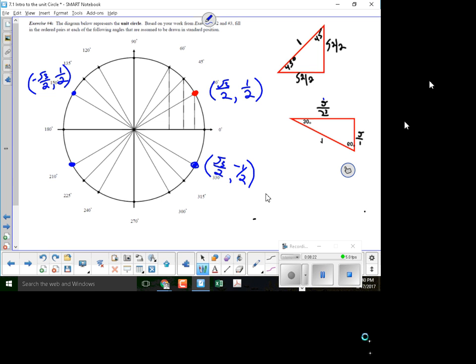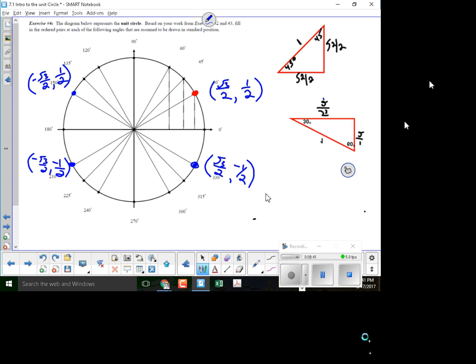And do you want to give a shot at that other one over here? What do you think this one is? I don't want to hear from Irvin. What's up? I can't hear you. They're both negative, but tell me what the coordinates are. And negative 1/2, because the x is to the left and the y is down.